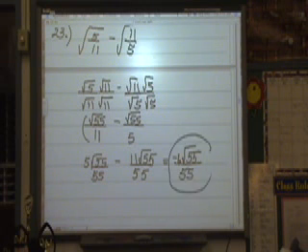Right, and you cannot cancel those because those are not 55s, both of them. The other one's square root of 55.